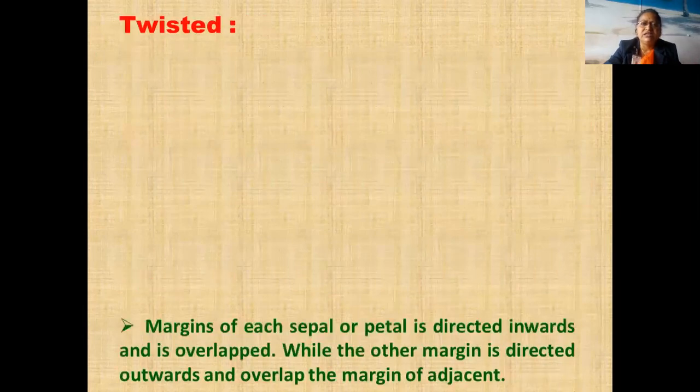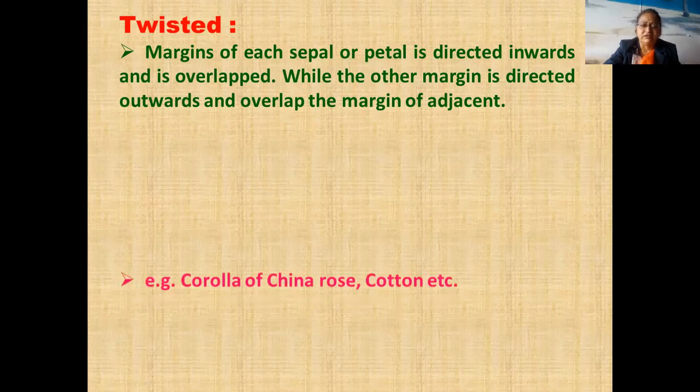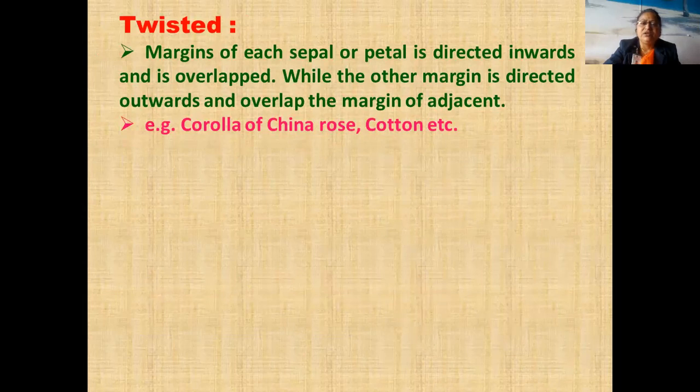Second one, twisted aestivation. The margin of each sepal or petal is directed inward and is overlapped, while the other margin is directed outwards and overlaps the margin of the adjacent one. Example, corolla of China rose, cotton plant.